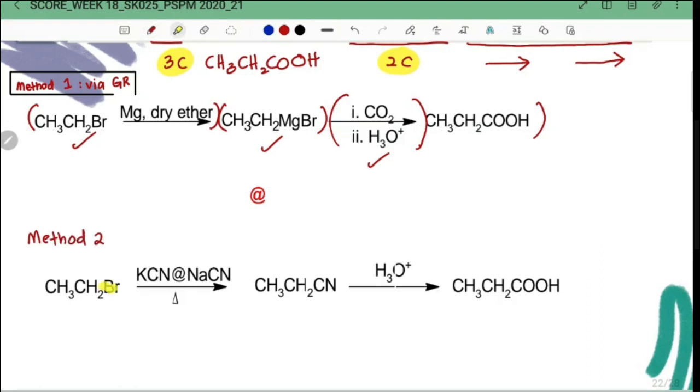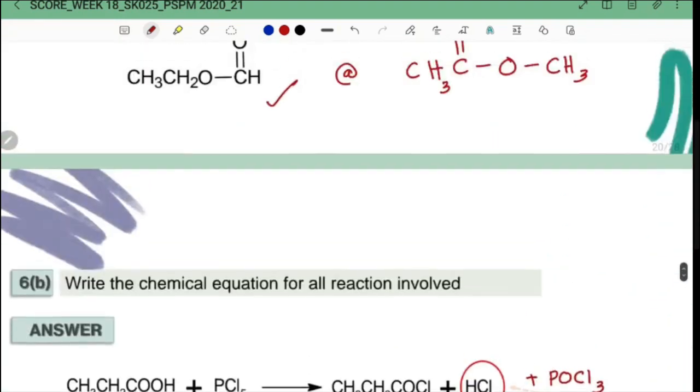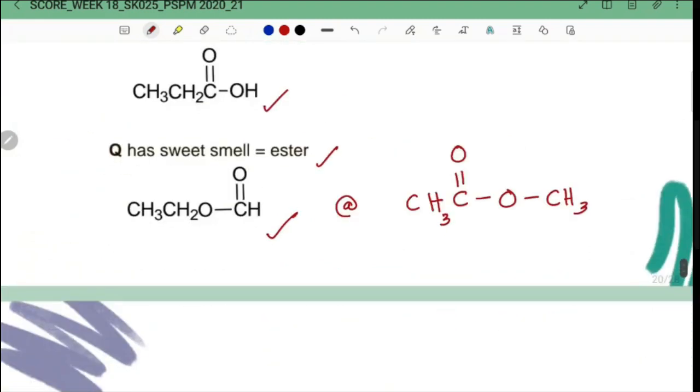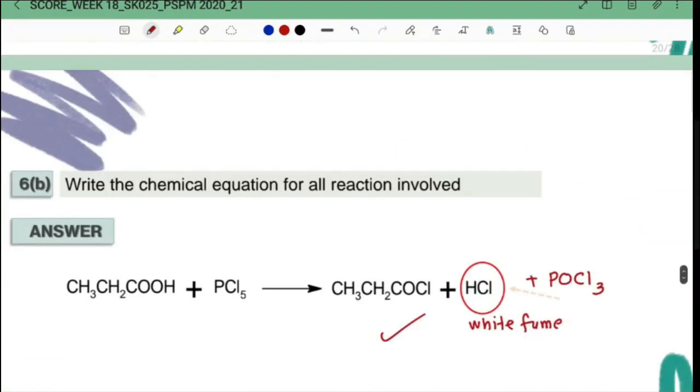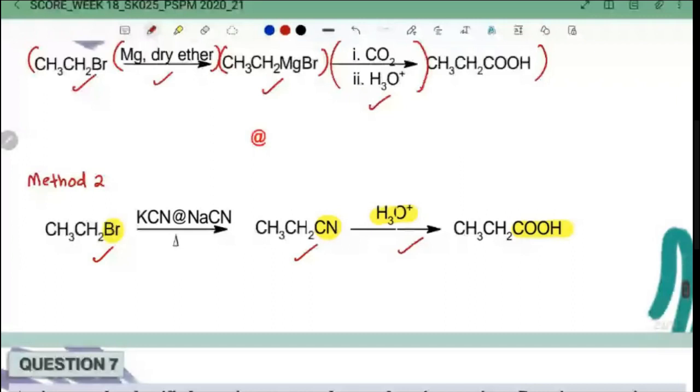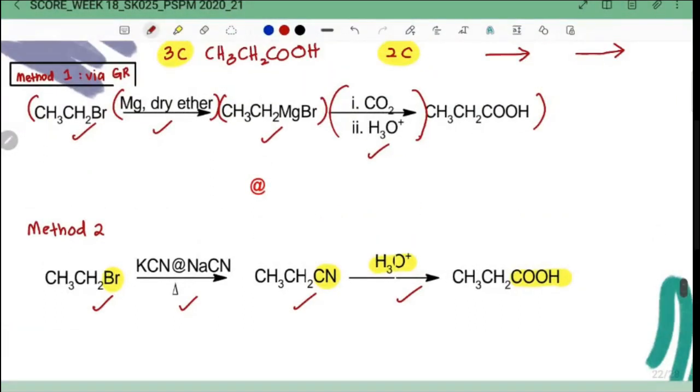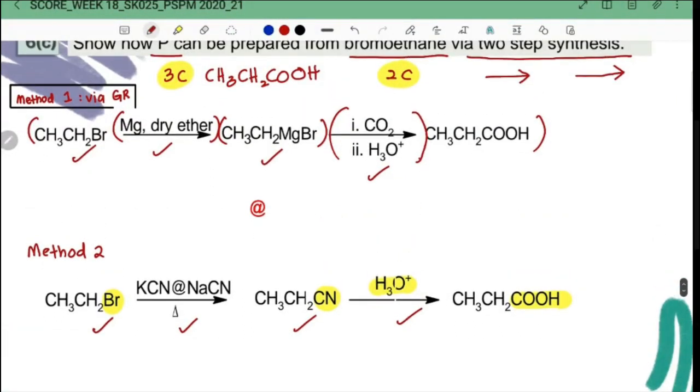Okay, so Br with the KCN, heat, alcohol, heat. So Br will be substituted with CN minus. So CN minus hydrolyzed becomes COOH. So 1, 2, hydrolyzed 3. So 3, 4, 4 plus 4, 8. I think so. Dia satu persatu ni. Okay. 1, 1, 1, 1. Alright, so this is method 2.